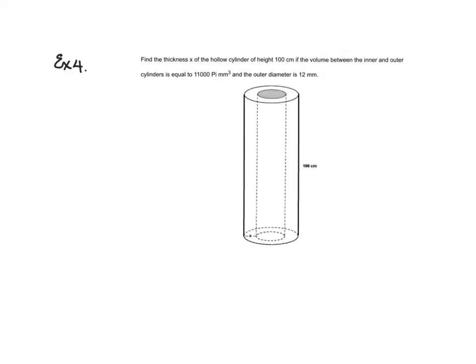Here's a tricky question, example 4. We know that the outer diameter is 12 millimetres. Now, that means that this distance here is 12 millimetres. So what we can do is work out the volume of the outer cylinder. You can see that we have one cylinder here, and then there's a hole cut to the centre of the shape. That's the second cylinder. So volume equals pi r squared h.